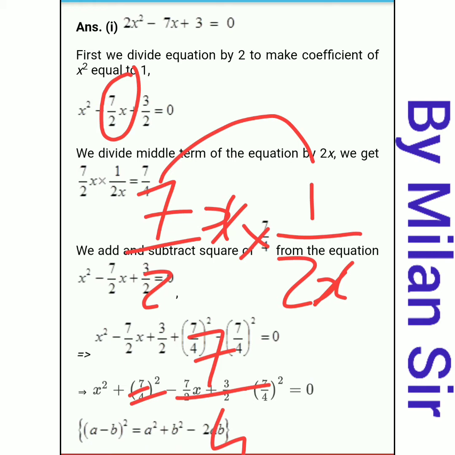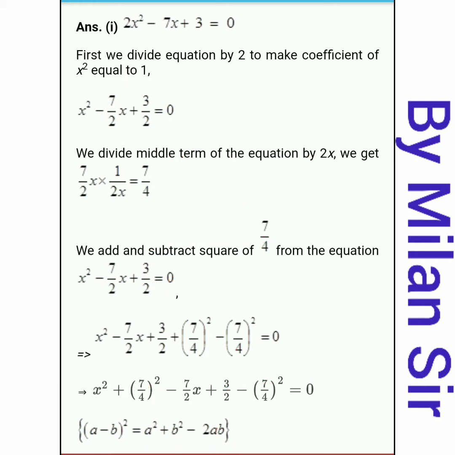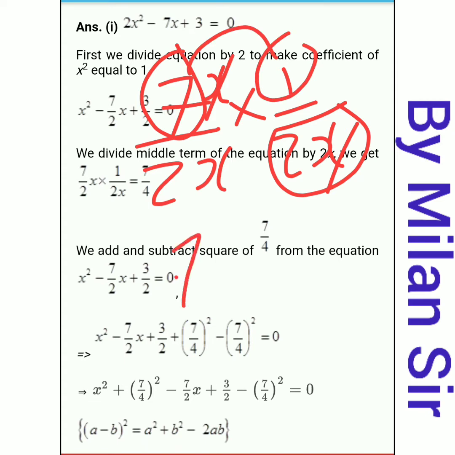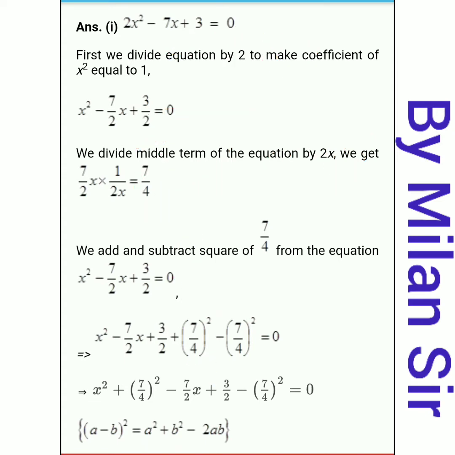Again, just write down our middle term 7 by 2x. This is a fixed step: in every equation we need to divide the middle term by 2x. Here we have x, so x cuts. In the numerator 7 ones are 7 and in the denominator 2 twos are 4. So finally what we get here is 7 by 4.